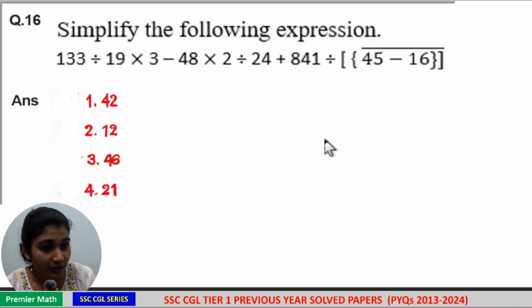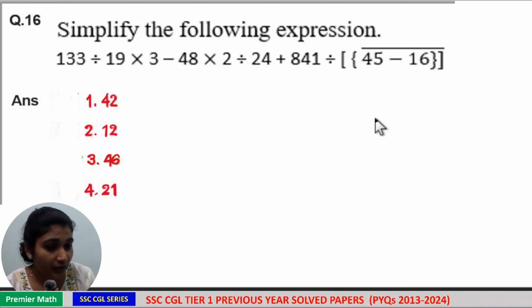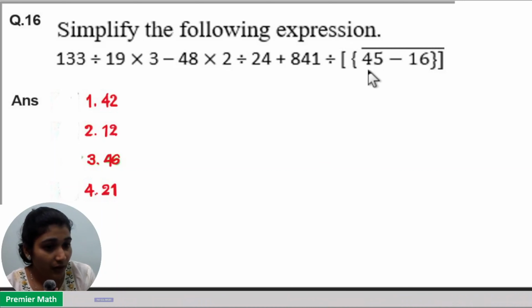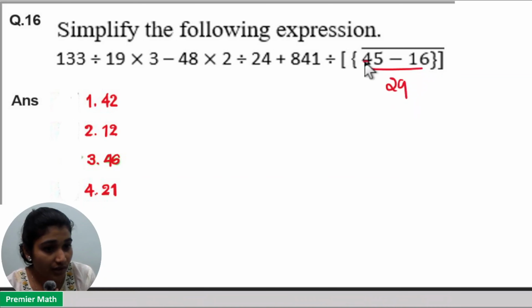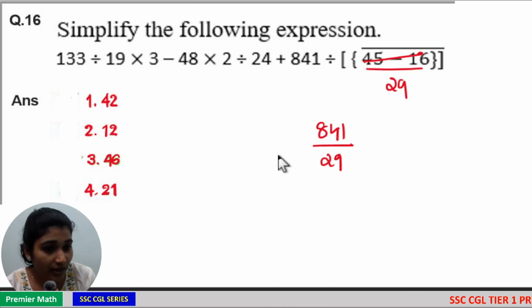Simplify the following expression. Here this bar represents priority. That is, first priority we should give to 45 minus 16 while solving this board math question. Here 45 minus 16 is equal to 35 minus 6, which is 29. Now this will become 841 divided by 29.